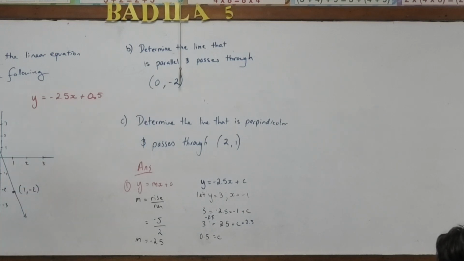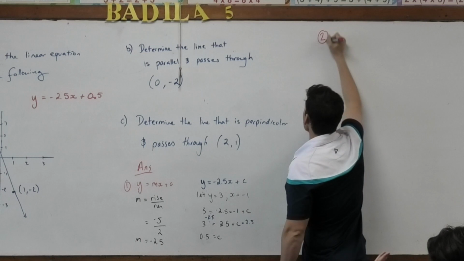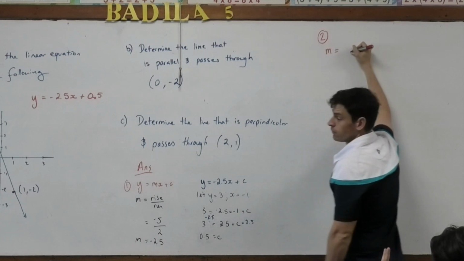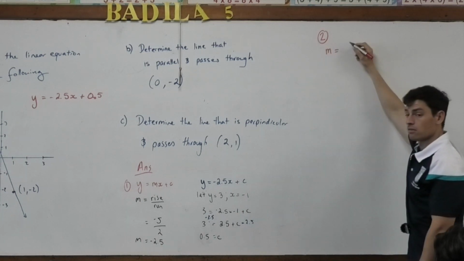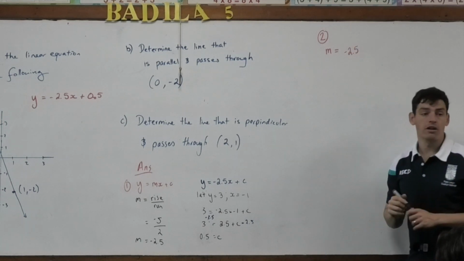So for a parallel line, what do I know about my parallel line? What do I know for question 2? It's got the same gradient, so I already know for question 2 that m equals, what do I know about my gradient? Negative 2.5.